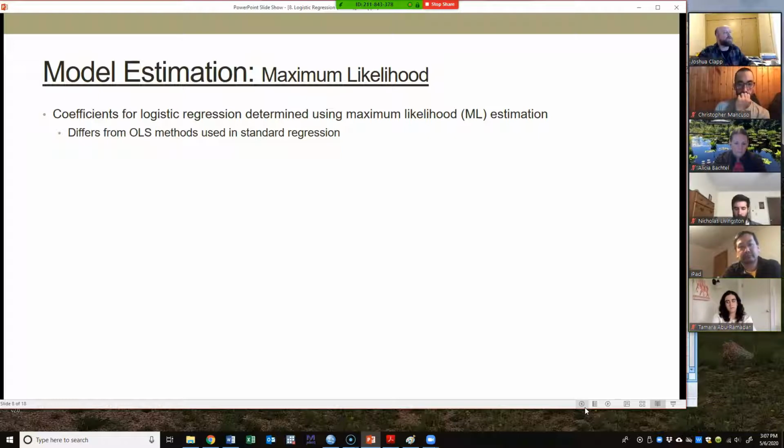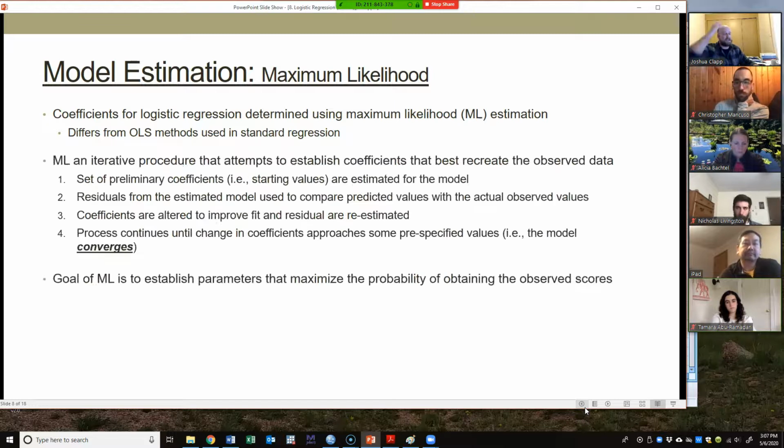Now, you all read a little bit about maximum likelihood estimators before in problem set 3. You don't have to get into the nuts and bolts of all of maximum likelihood, but it's different than OLS. OLS is estimating things directly, right? There's a formula for OLS. With maximum likelihood, what we've got is an iterative estimator.